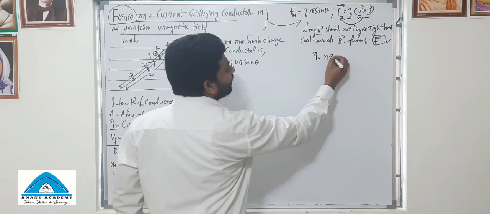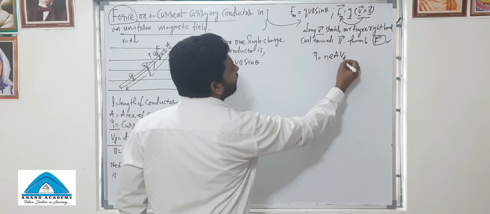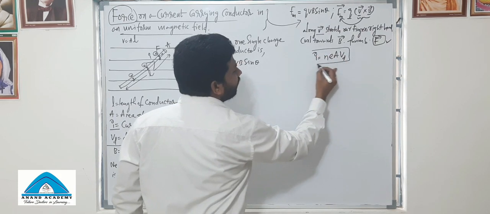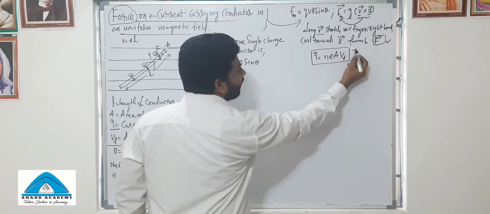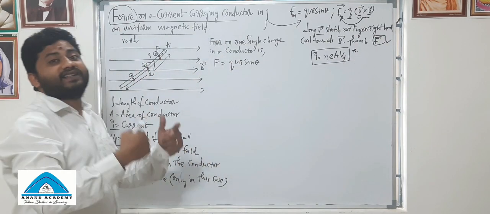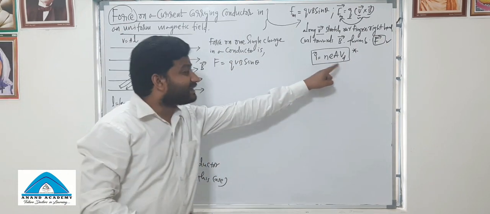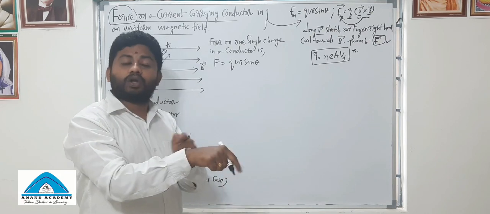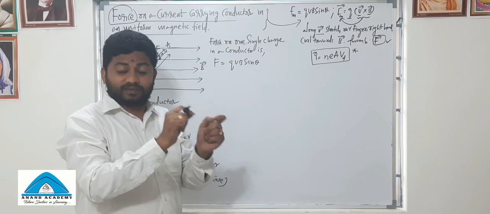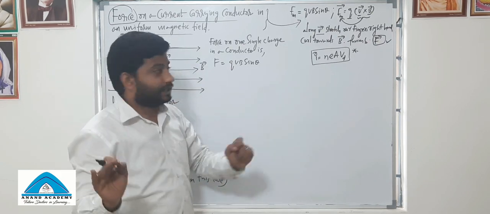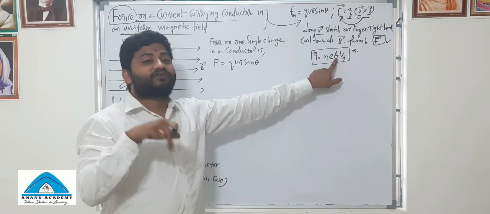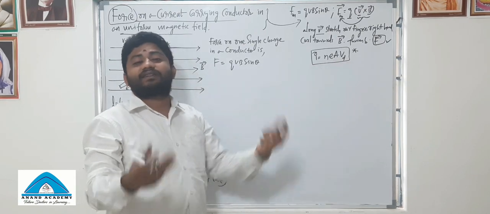Okay, see what is the relation here? So I is equal to NEAVd. So this is the relation between electric current and drift velocity, where N is number of charges through the conductor, E is charge of an electron or the magnitude of a charge, A is area of that conductor and Vd is the drift velocity.